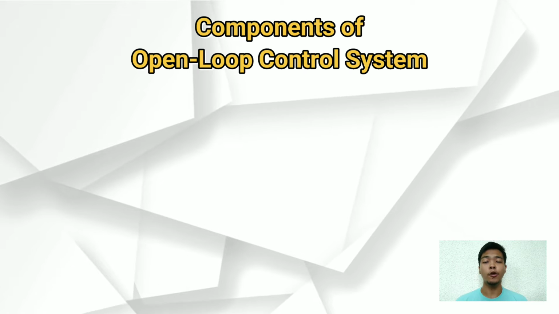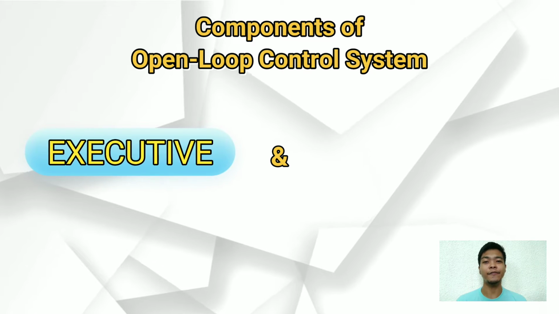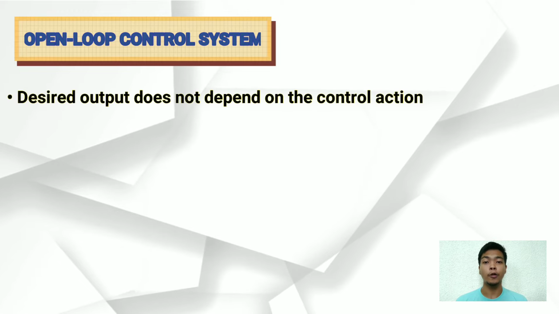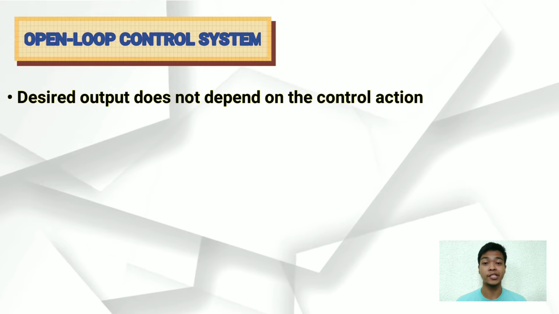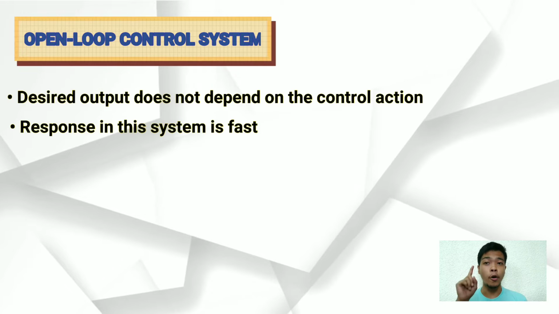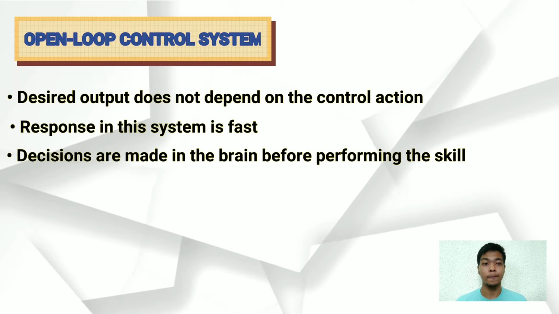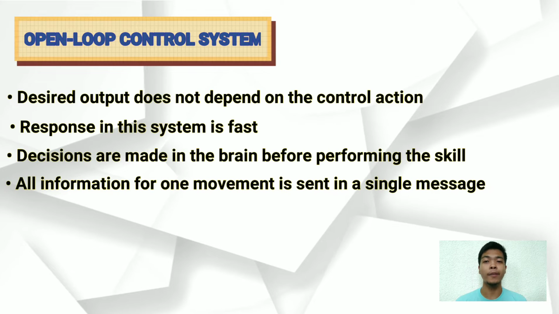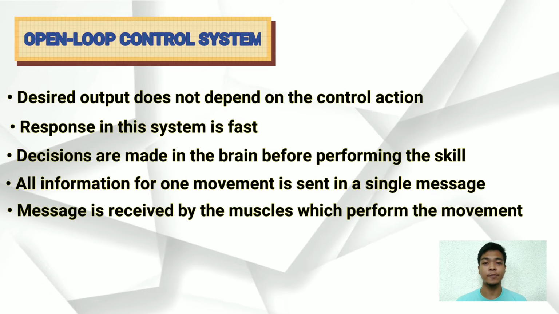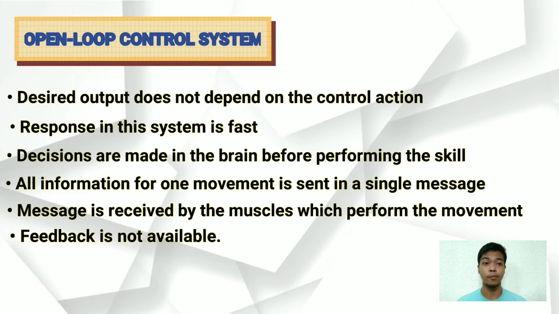Basically, open-loop control system has two major components, including the executive and the effector. In an open-loop control system, the desired output does not depend on the control action. In fact, the response of this system is fast. Moreover, decisions are made in the brain before performing the skill. All information for one movement is sent in a single message, in which message is received by the muscles which perform the movement, and feedback is not available.